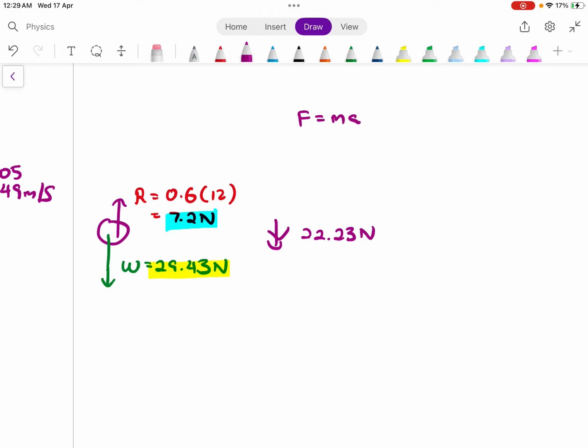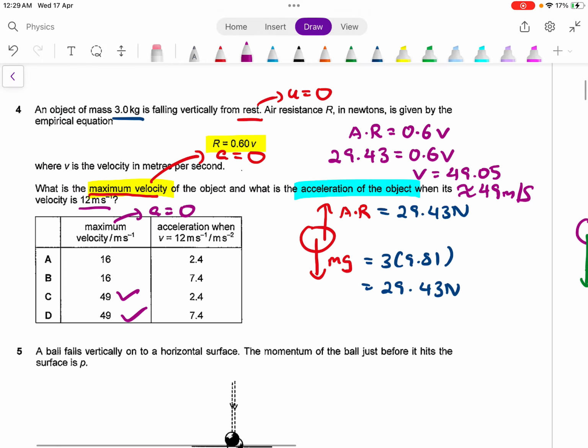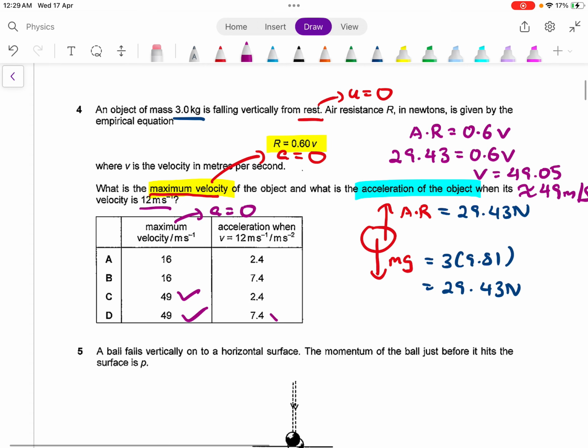F equals ma, where F is the resultant force, 22.23. So what is the mass? The mass is about 3 kg. So definitely you can find the acceleration. The acceleration is roughly 7.41. So that is how you actually solve this question. So the answer is 10 mark.